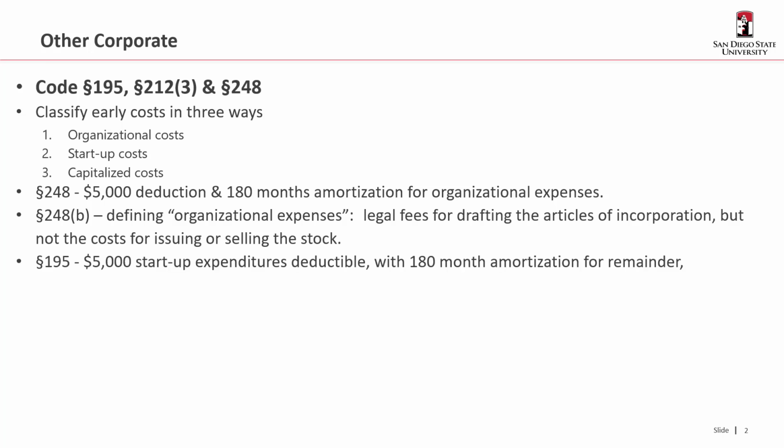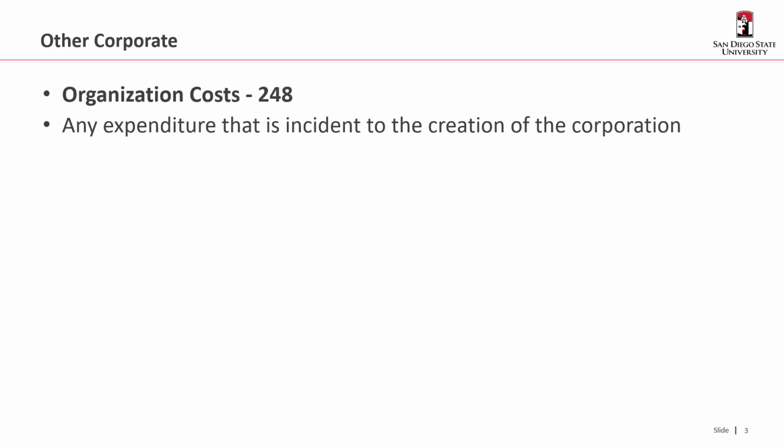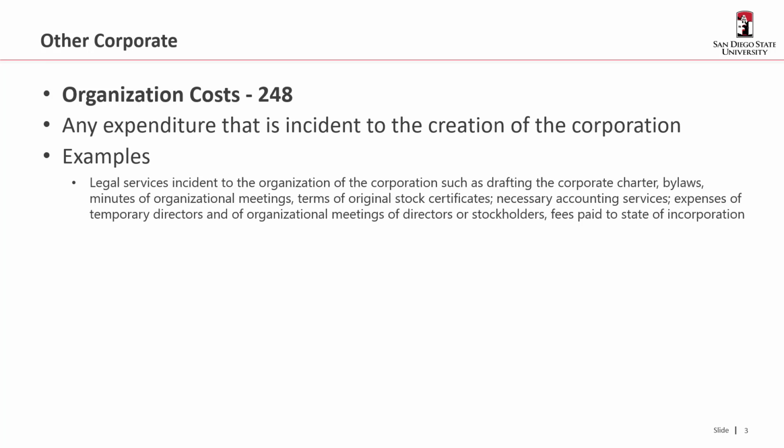Section 195, amazingly, defines how you recover these costs in the exact same way. So a $5,000 startup expenditure is immediately deductible, and then the rest is amortized over 15 years. All right, so what is an organizational cost? This is an expenditure that is incident to the creation of the corporation. So, for example, something like legal services associated with your organization, like drafting the corporate charter, the bylaws, minutes of your meetings, terms of the original stock certificates, like getting all that done.